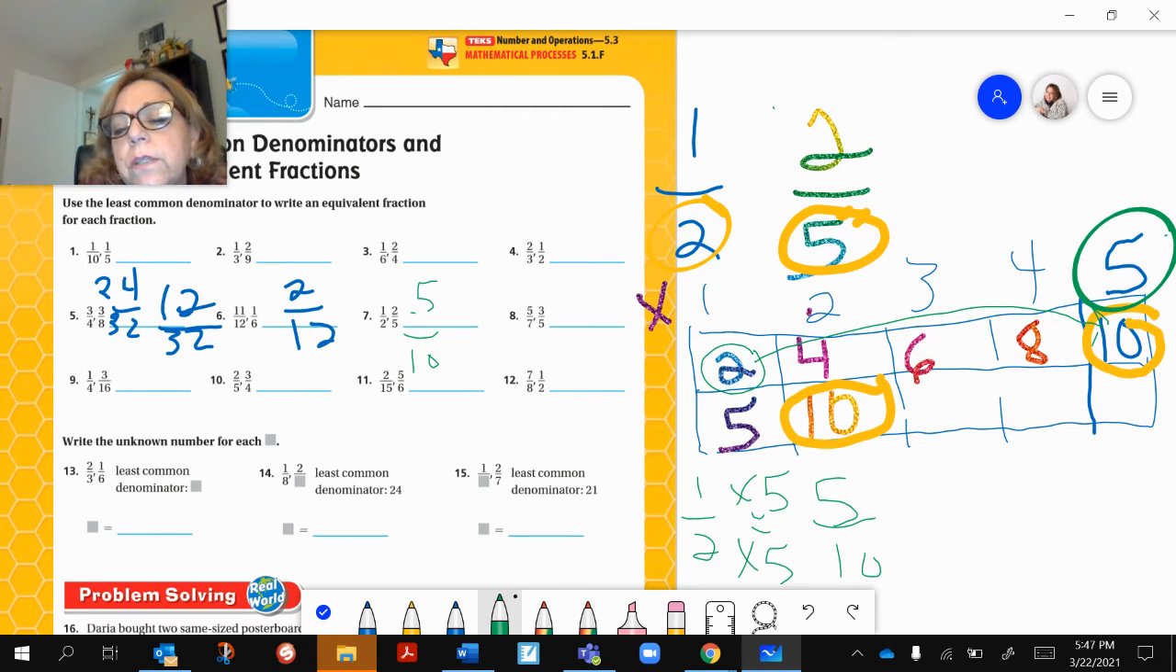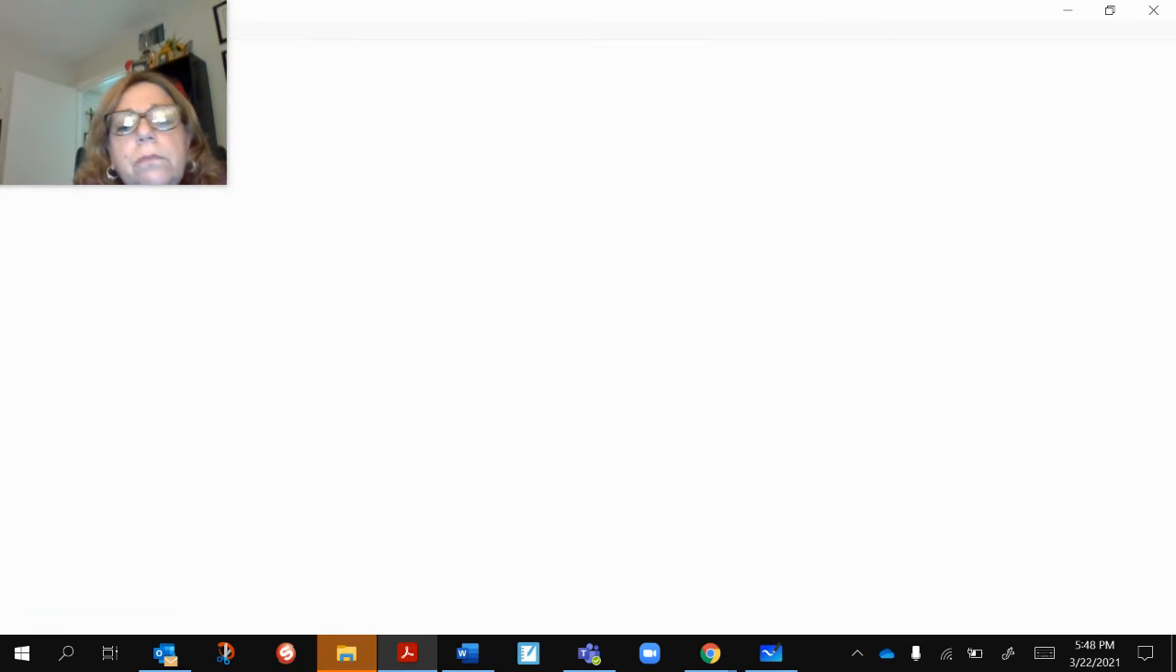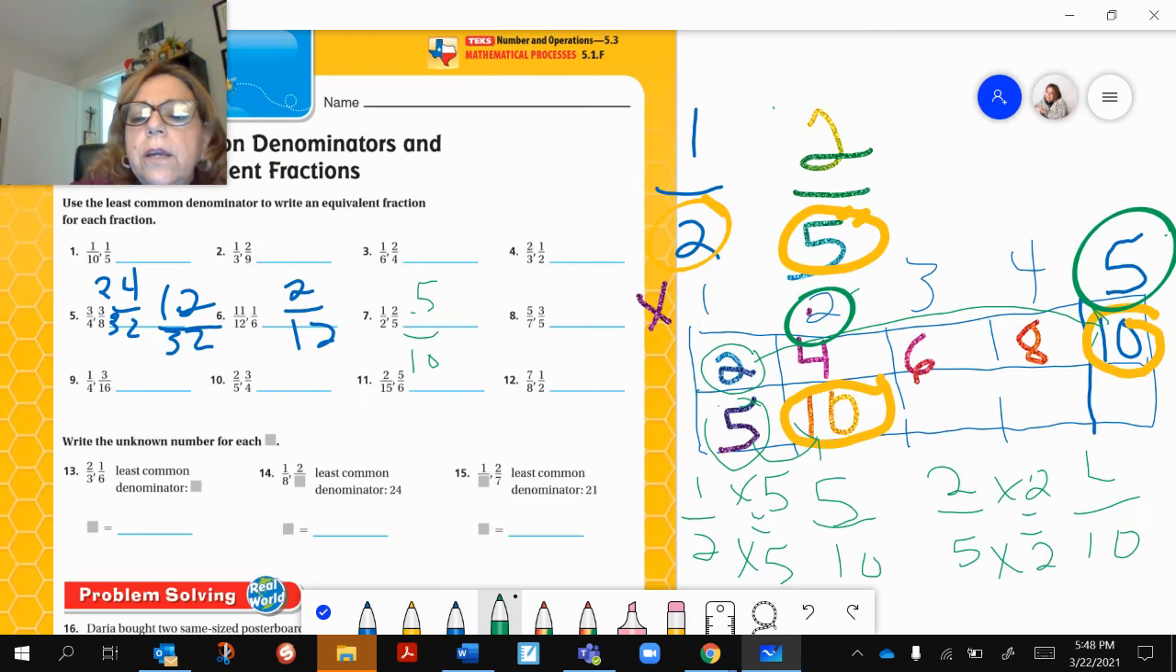And 2/5, I have it here, my 5, and I said that that was going to be 10. How did I get from 5 to 10? I multiplied it by 2. So 2 times 2 equals, where did it go? It's out of there. 2 times 2 equals 4. So now this would be 4/10.